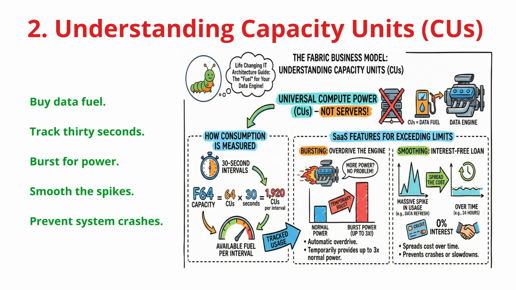But what happens if you hit a massive hill and need more power? Fabric has two built-in safety features. Bursting acts like a temporary turbo boost, providing up to 3 times your normal power to finish a job quickly. Then there is smoothing. Think of this as an interest-free loan that spreads the cost of heavy spikes over a 24-hour period, ensuring your system stays stable and never crashes.